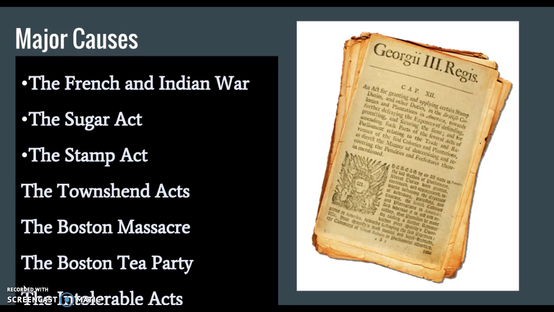Now, the revolution wasn't an impulsive act that just happened overnight. There are multiple historical events leading up to the fighting of the revolution. The major causes in chronological order are the French and Indian War, the Sugar Act, the Stamp Act, the Townshend Acts, the Boston Massacre, the Boston Tea Party, and the Intolerable Acts.